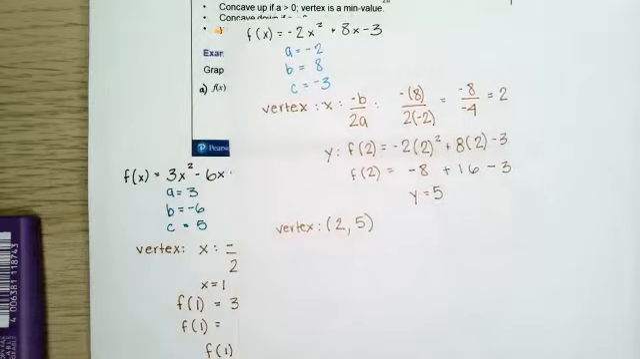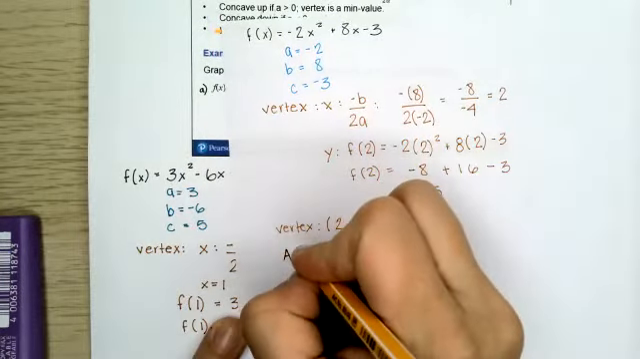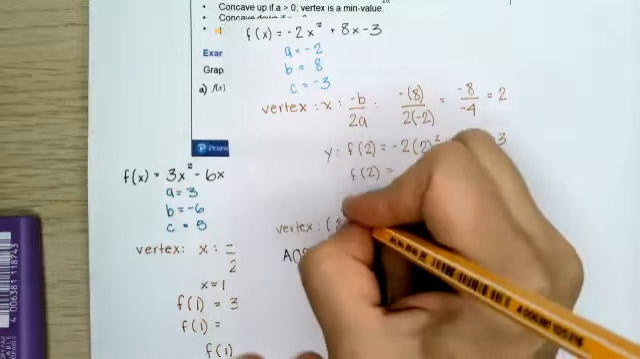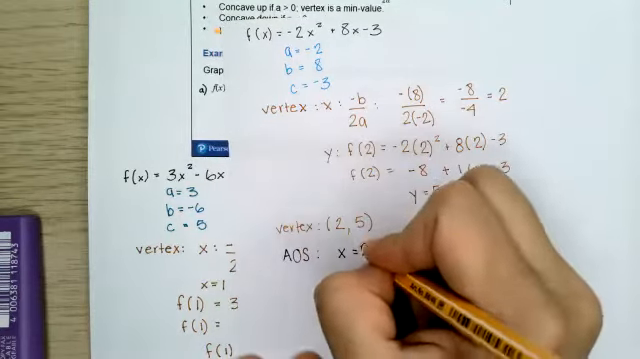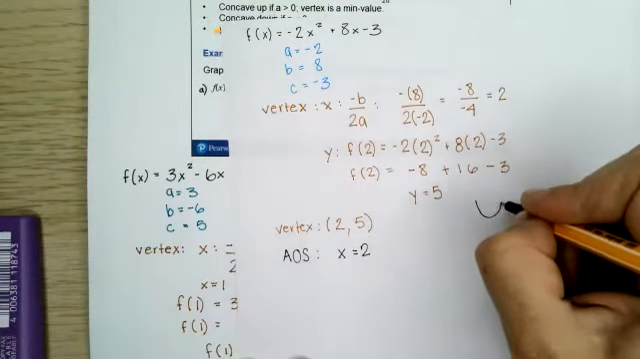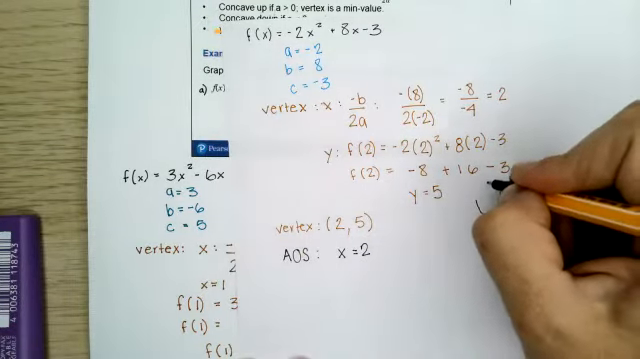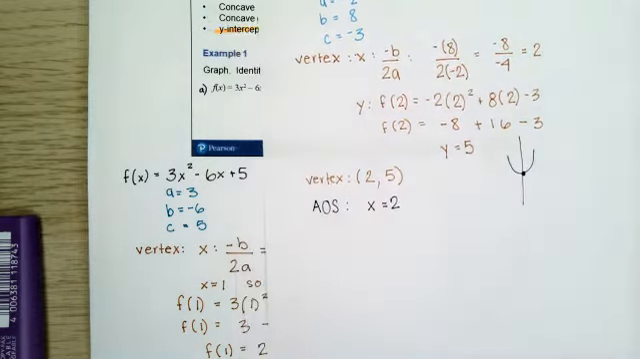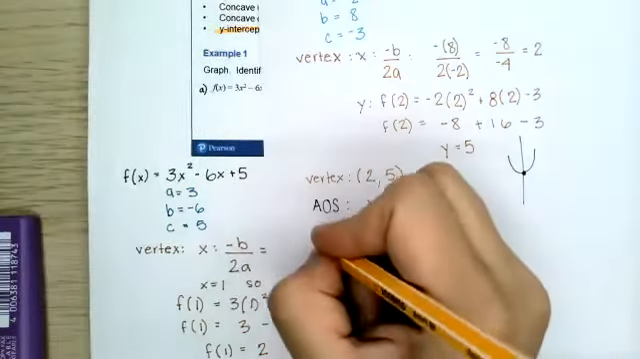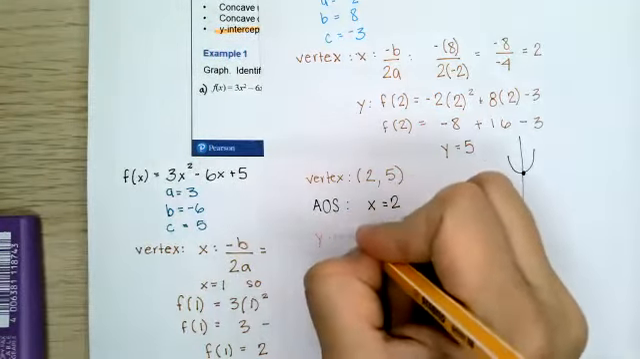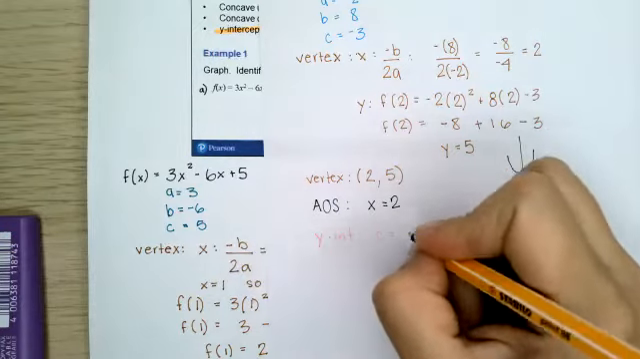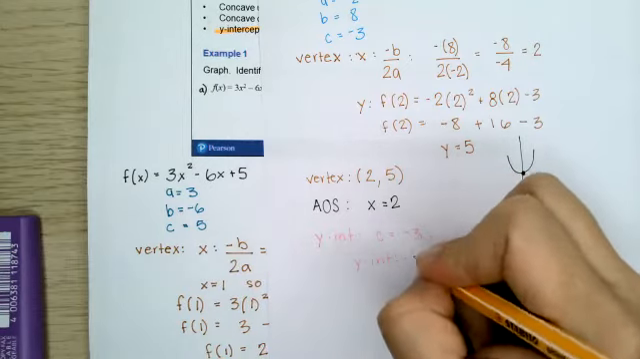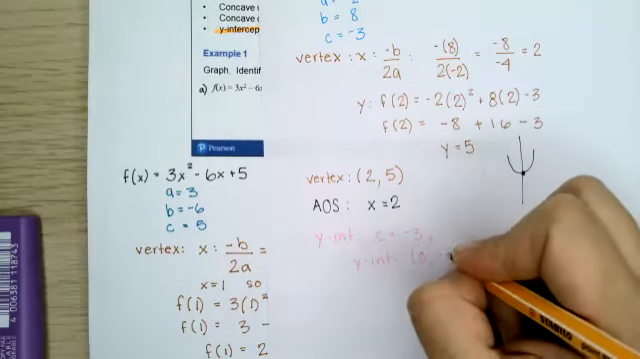Axis of symmetry is just the line x equals the x of my vertex, so that's 2. Here's my vertex. Here's the axis of symmetry. Y-intercept is my C value. Here my C is a negative 3. So that means my y-intercept is at x is 0, y is negative 3.